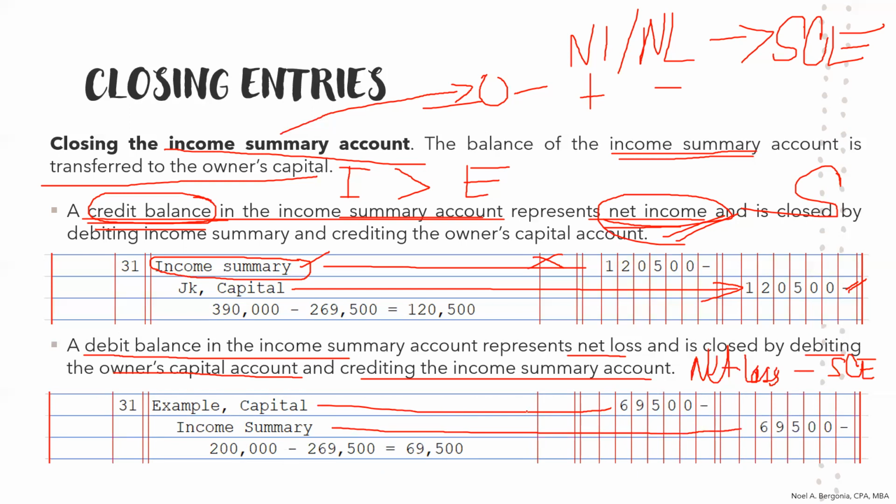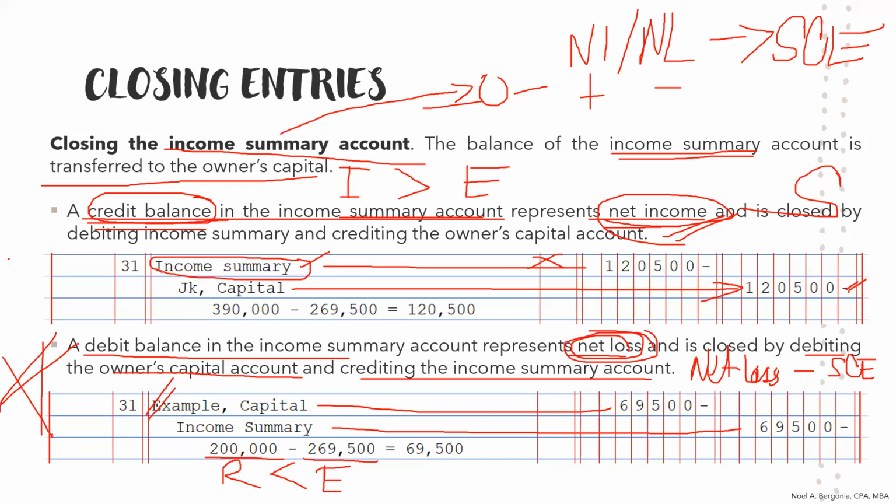So why did this happen? Why did we debit the capital? Because the revenue or income is only 200,000, but the expenses are 269,500. So the expenses are bigger than the revenue or income, so we have a net loss, which will be closed in the capital by debiting the capital. Okay? So you will only encounter this entry again when you have a net loss.